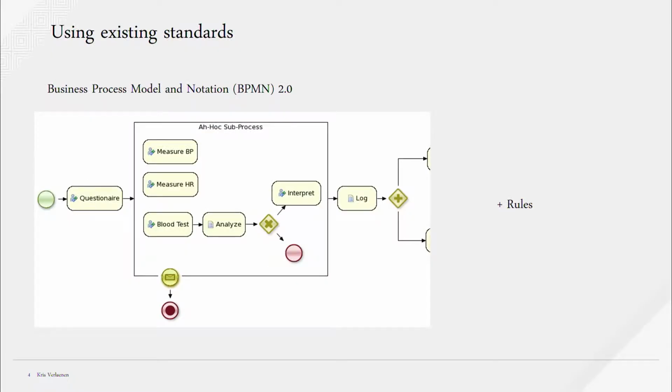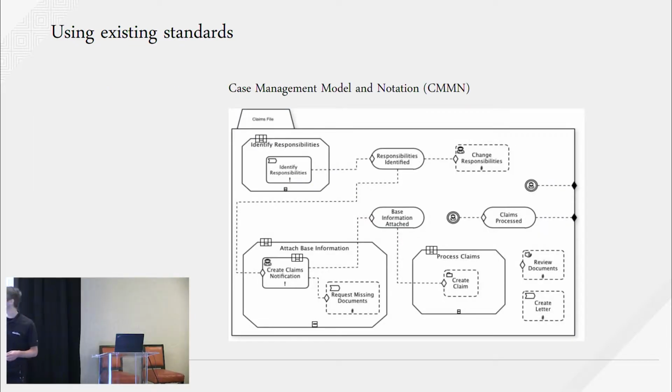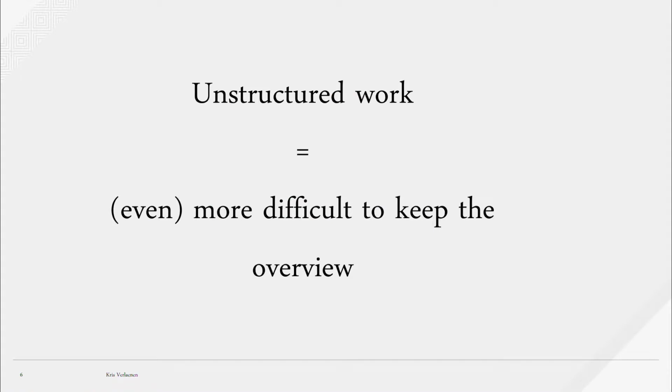So using existing standards like BPMN2 to model some of this unstructured work confronts us with some of the limitations that these standards might have. For example, we are using the BPMN2 ad hoc subprocess to model some of this complexity, as I showed last year, in combination with rules to make decisions. But other standards like CMMN, which we've considered as well, might also have some problems with modeling some of this unstructured work. Or the end result might simply be very complex, so that for non-technical users, it's very difficult to understand.